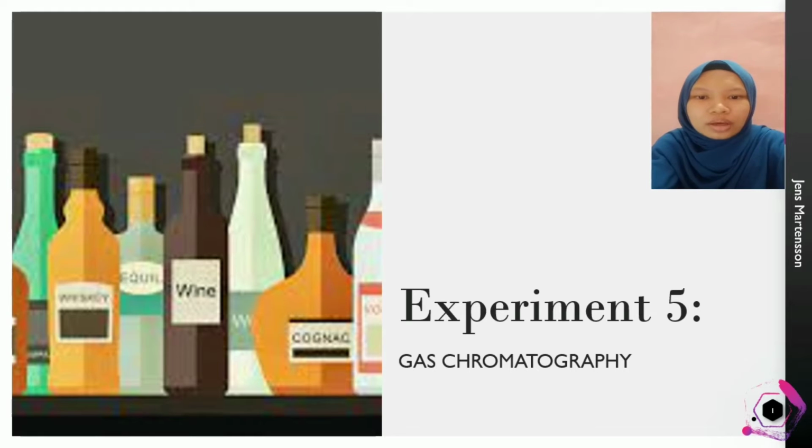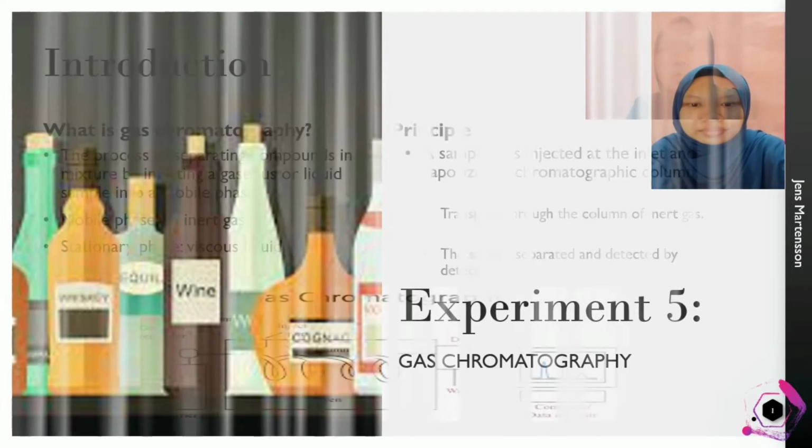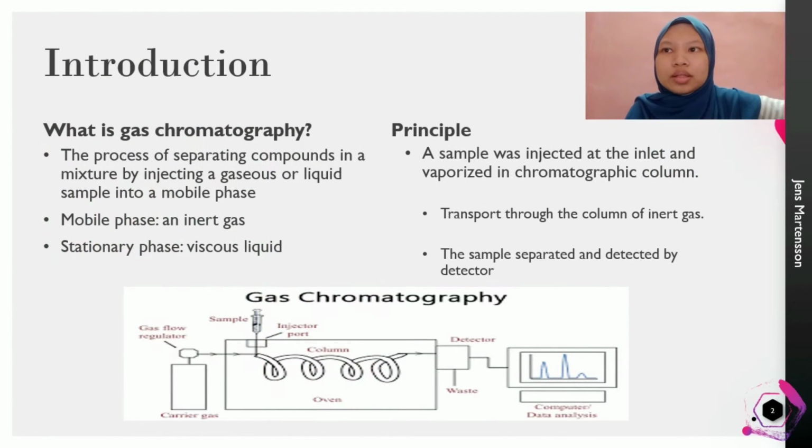So today I will explain about experiment 5, gas chromatography. What is gas chromatography? Gas chromatography is the process of separating compounds in a mixture by injecting a gaseous or liquid sample into a mobile phase, typically called the carrier gas, and passing the gas through the stationary phase.